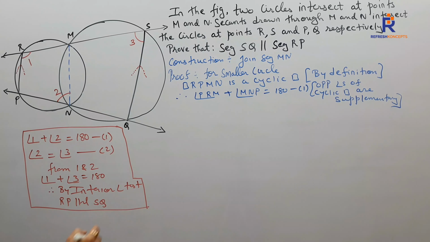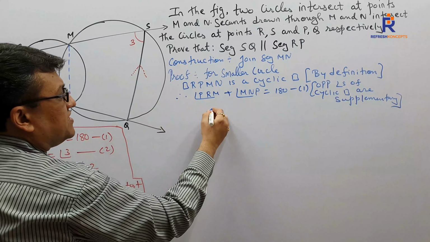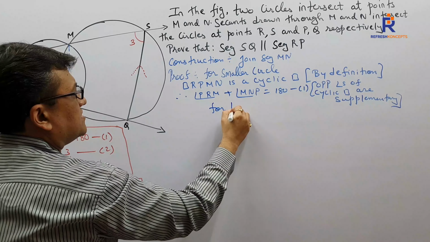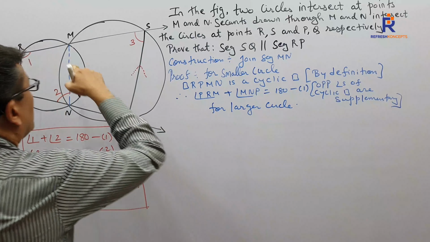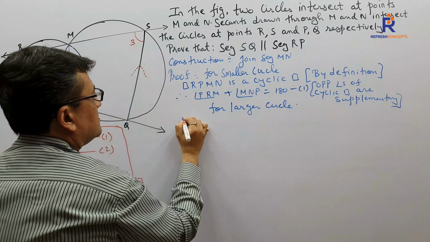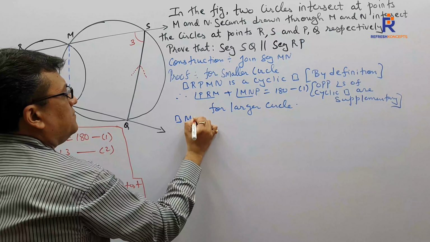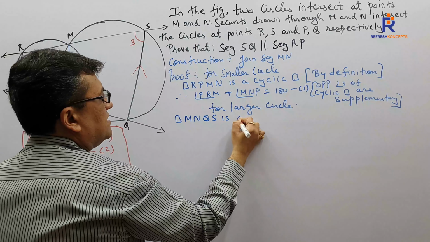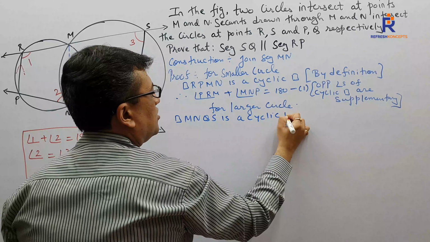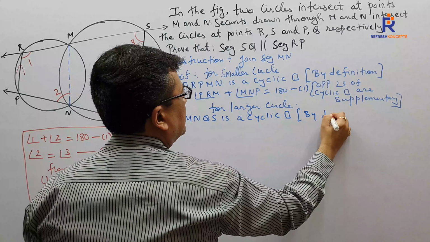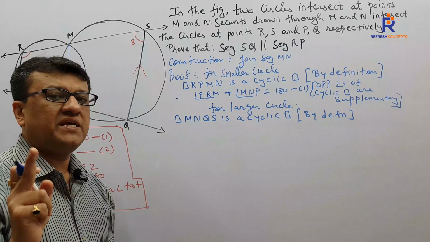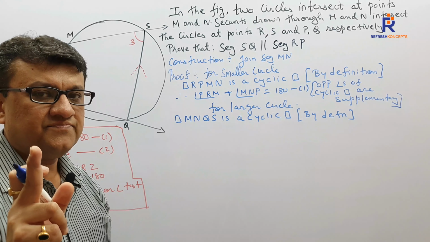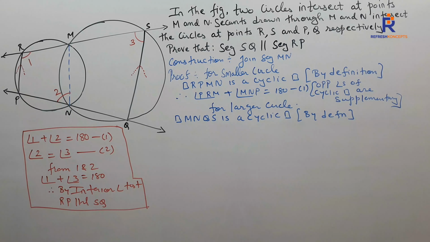Next, with this, I shall now proceed with the larger circle. For the larger circle, quadrilateral MNQS is a cyclic quadrilateral. Again, I shall say by definition. Now, this is a short form of definition. Children, I will write down shortcuts. Please, you don't write them down. You'll lose marks. No shortcuts, please. MNQS is also a cyclic quadrilateral by definition.